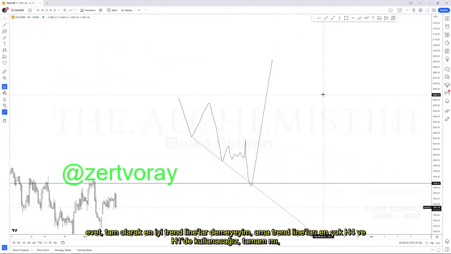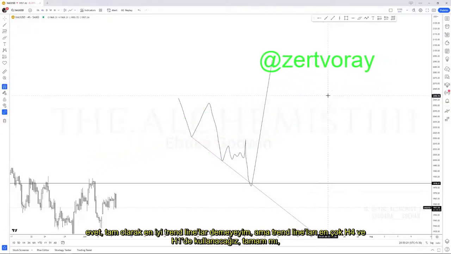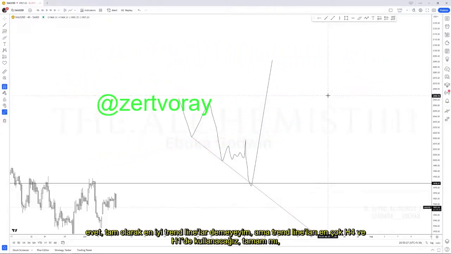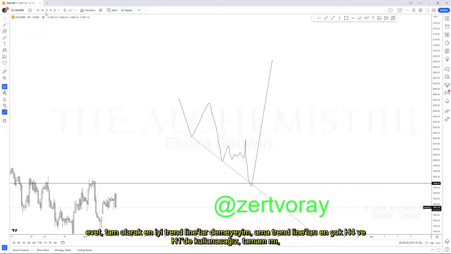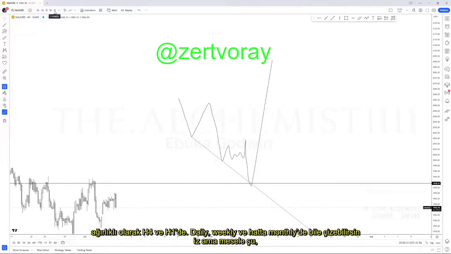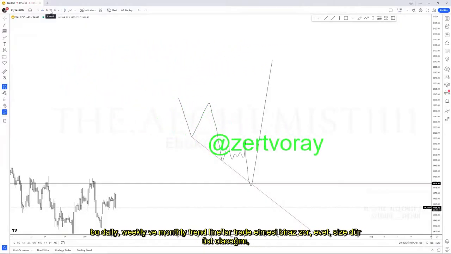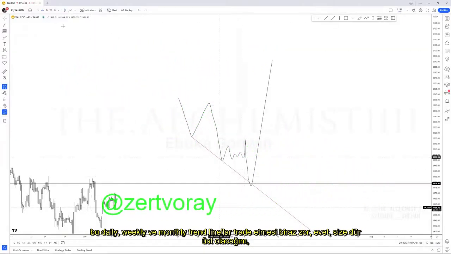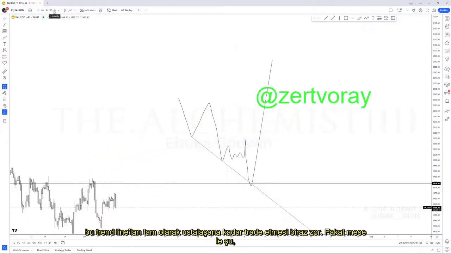We will be using trend lines a lot on H4 and H1, mainly. You could draw it on daily, weekly, and even monthly. But the thing is, these daily, weekly, and monthly trend lines are a little bit hard to trade until you master these trend lines. I'll have to be honest with you.